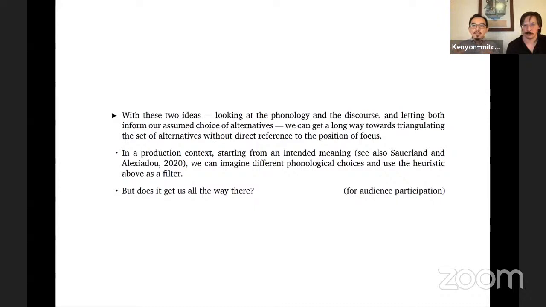And now all of this that we've presented has been a sort of phonology-first model, but in a production context, if we start with an intended meaning, we might imagine that we try different phonological choices and use the heuristics that we had above as a filter on those output representations. Now, does this get us all the way to solving the problem of the phonology, semantics, correspondences, and focus? We're not sure. And so we're open to talking more about this as well. We'd love to get opinions from the audience.